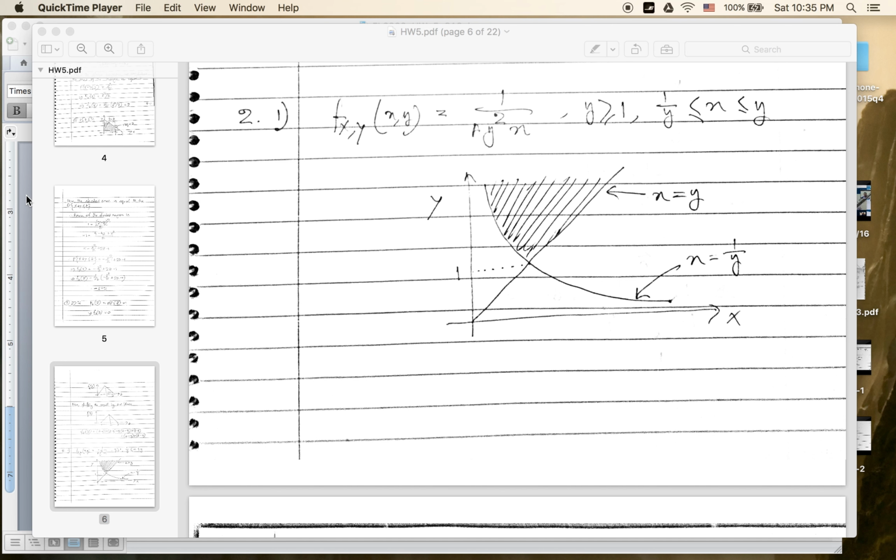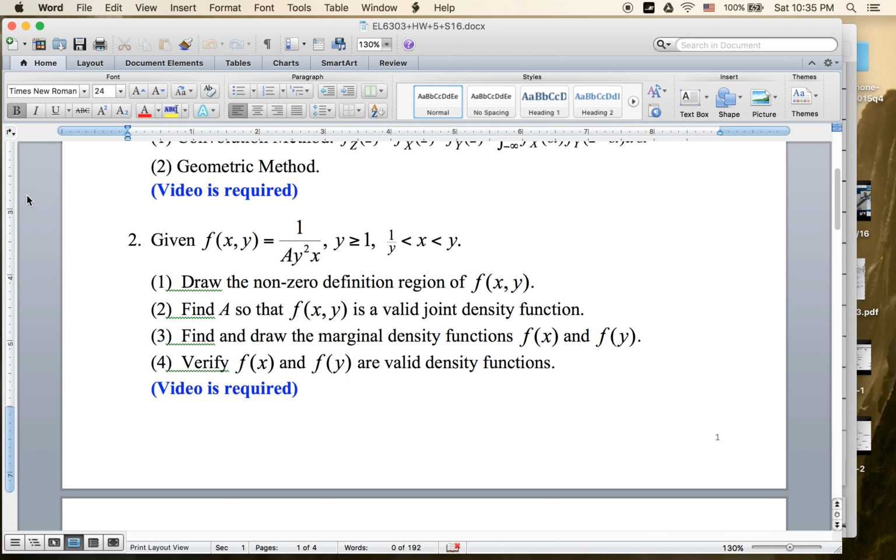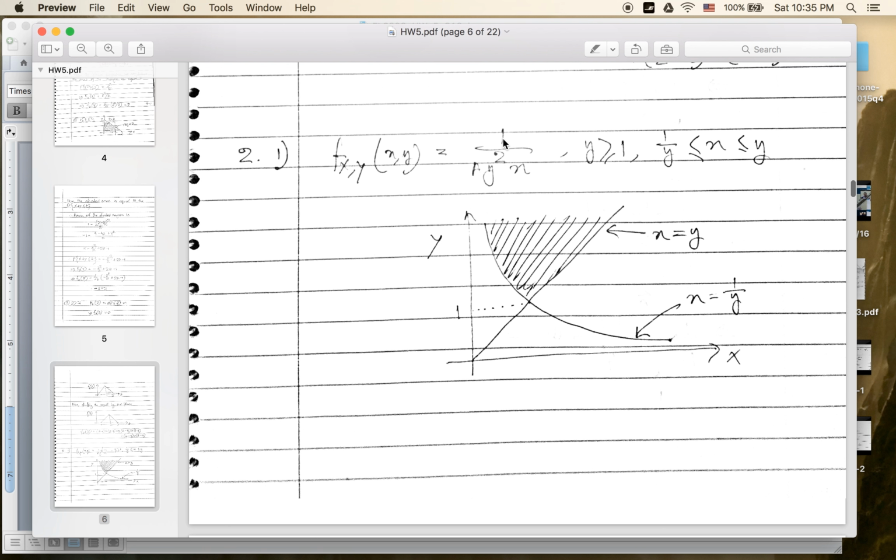In this video, I will be explaining homework 5 question number 2. So question number 2 was first to draw the non-zero definition region of f(x,y). So we can see that f(x,y) is defined as 1 by a into y square into x, where y is greater than or equal to 1 and x lies between 1 by y to y.